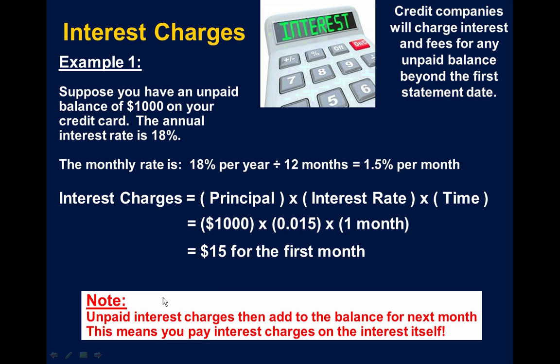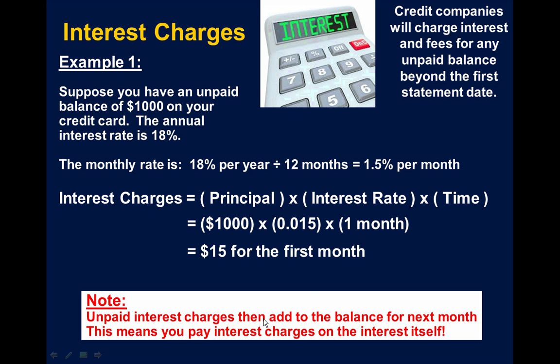$15 doesn't seem like a lot, but here's the deal. Any unpaid interest charges are added to your balance, and then next month you pay interest on the interest. So you'd be paying this 1.5% next month not on $1,000, but on $1,015, plus a $40 or $50 finance charge. So you'd actually be paying 1.5% on about $1,070 if this was another $55 or $60 or so. That adds up a lot.